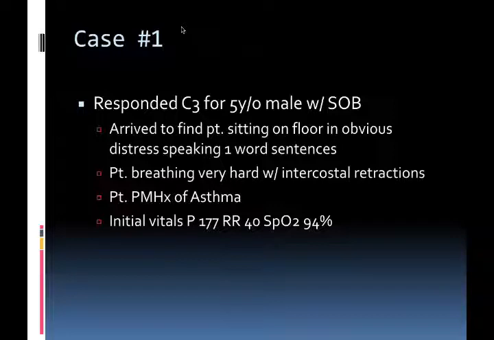Spacebar. Okay, good morning. We have a few cases to review here that are pertinent to Dr. Mock's review this morning in Pediatric Emergencies. Can you all hear me? How about now? Okay. There we go.